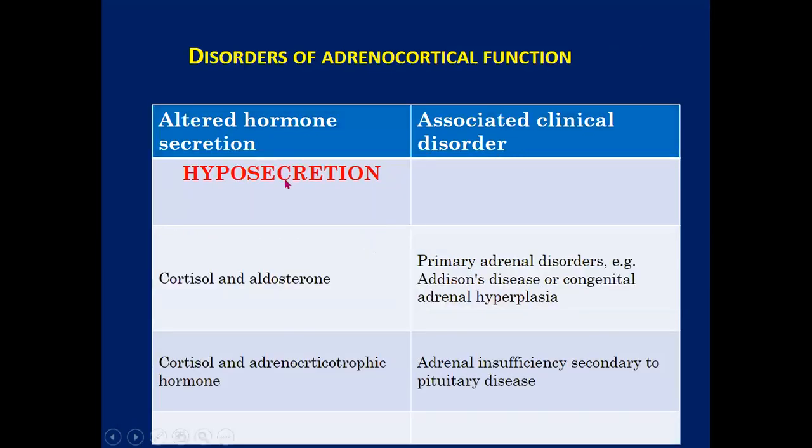If there is hyposecretion due to some causes, with less secretion of cortisol and aldosterone, it will be a primary adrenal disorder like Addison's disease or congenital adrenal hyperplasia. Then, with low cortisol and adrenocorticotrophic hormone, there is adrenal insufficiency secondary to pituitary disease.